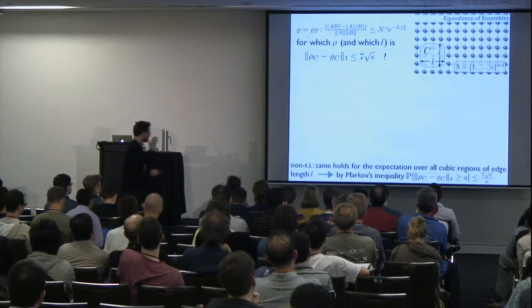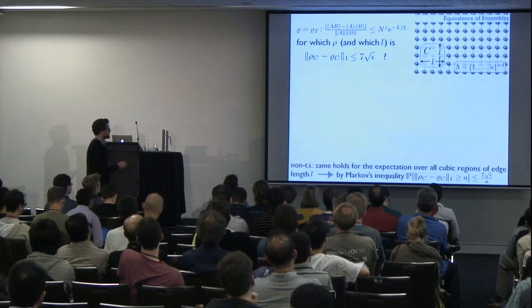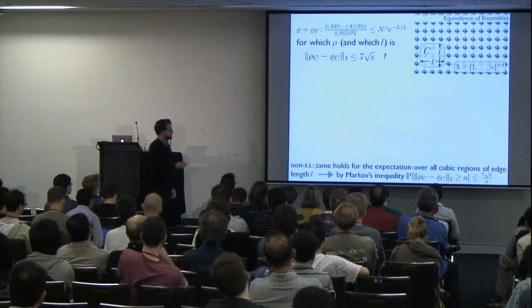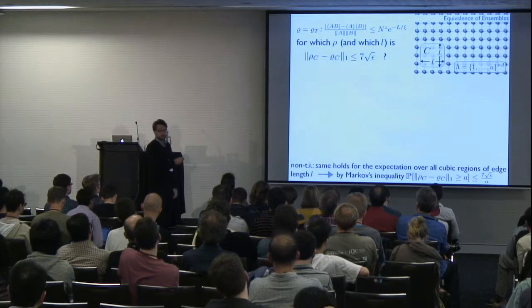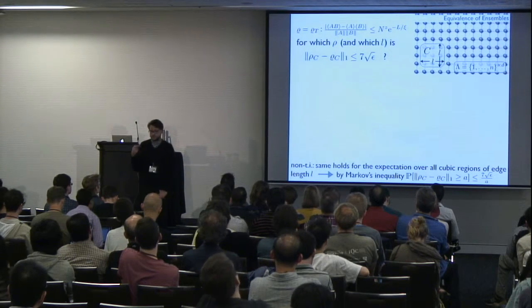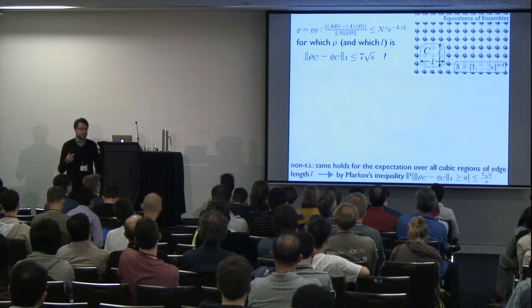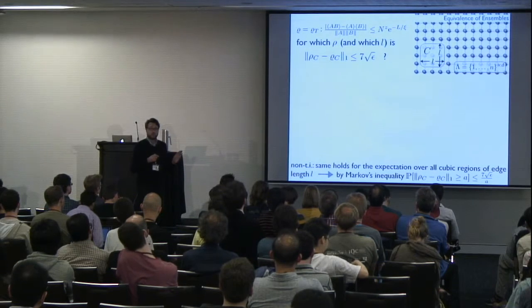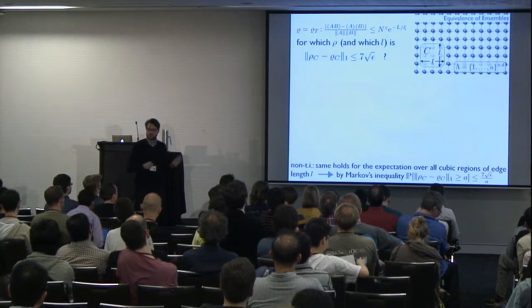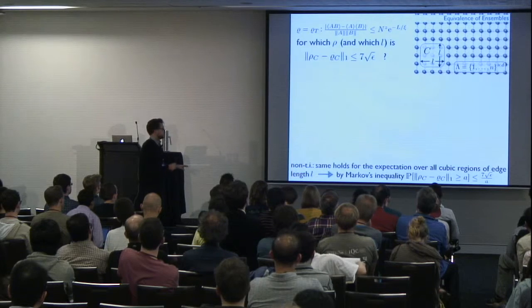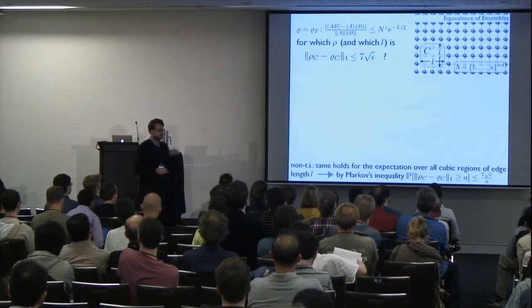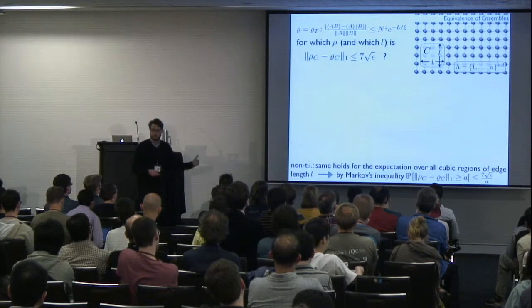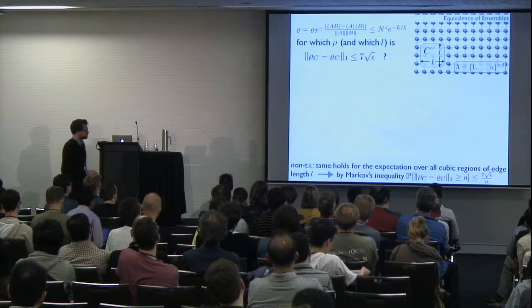So this means the following. Say I have an expression like this, and it is small, root epsilon. Then this is the translation invariant version. If the system is not translation invariant, then what we can say is that the same bound holds for the expectation over all cubic regions of edge length L. So whenever you see expressions like this and want to think about non-translation invariance, think that these bounds hold for the expectation over all cubic regions of edge length L.